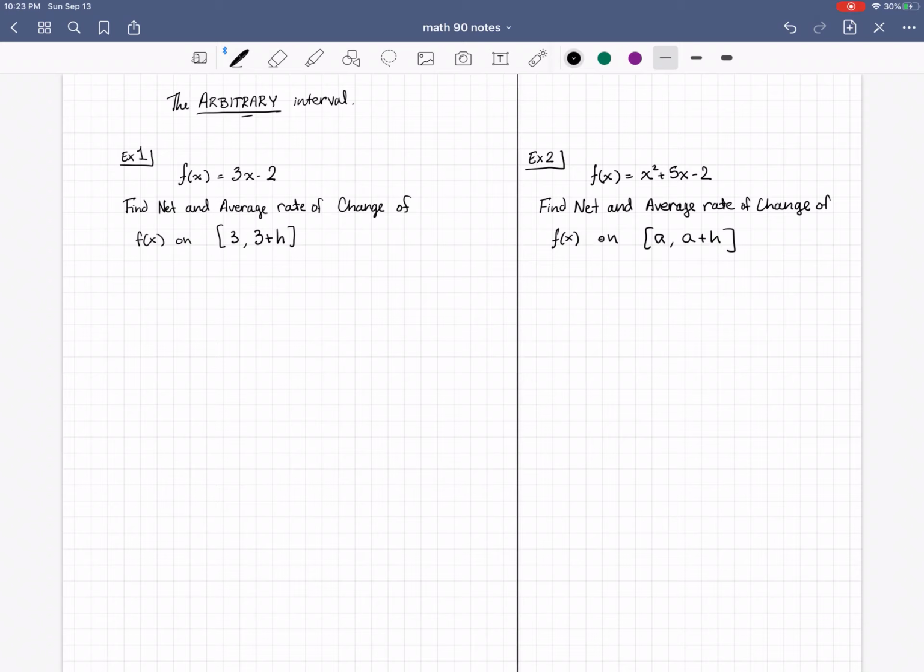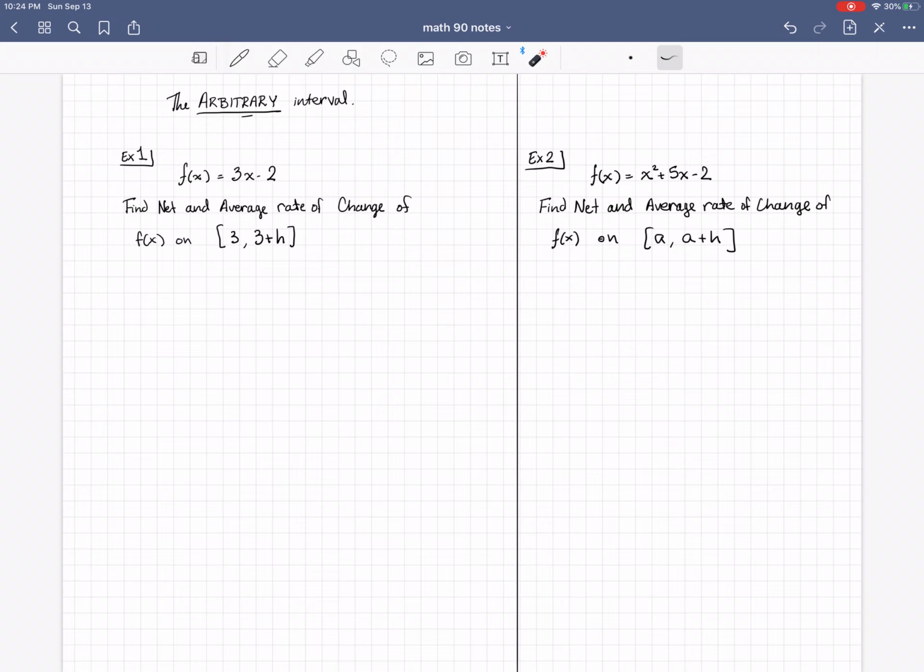In this example, we are going to introduce the idea of an arbitrary interval. So rather than having fixed beginning and end points, it has a floating endpoint, or both endpoints. For the first example, we have the function f of x equals 3x minus 2, and we're being asked to find the net and average rate of change of this function on the interval from 3 to 3 plus h.